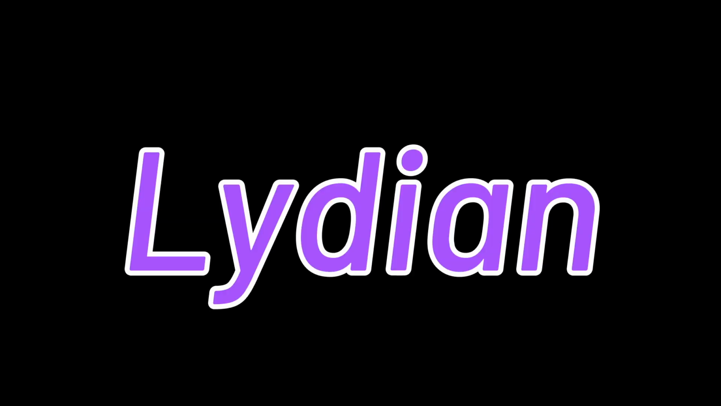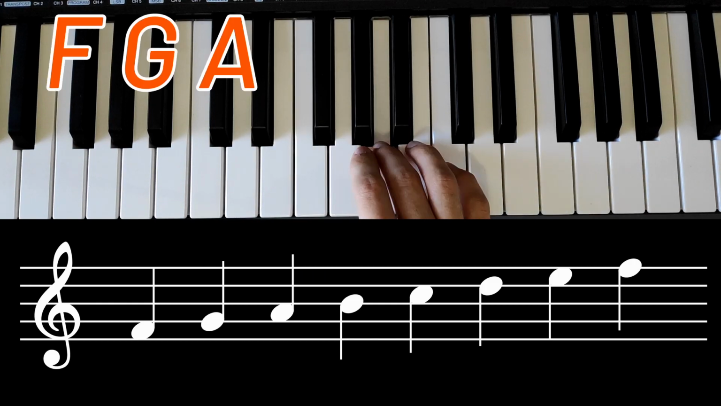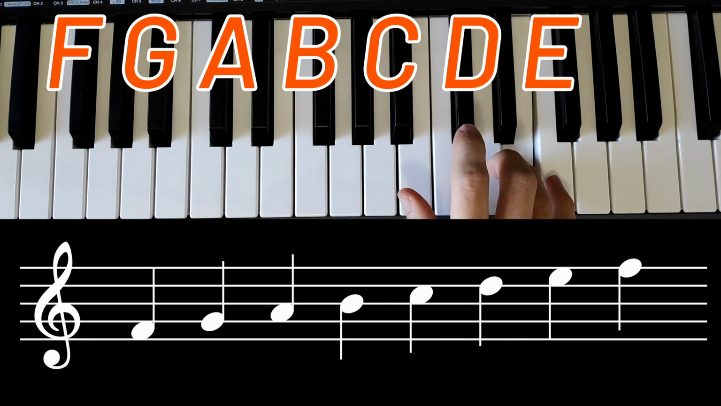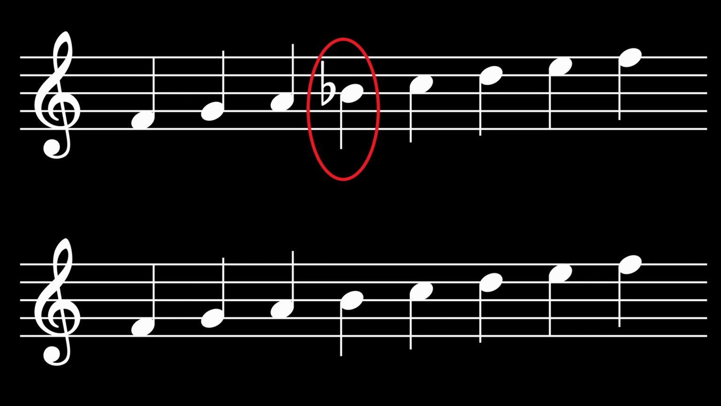Next, we have the Lydian scale, which starts on the 4th note of the C major scale, F. This one is a lot simpler. We only need to sharpen the 4th note of the major scale to create the Lydian scale.